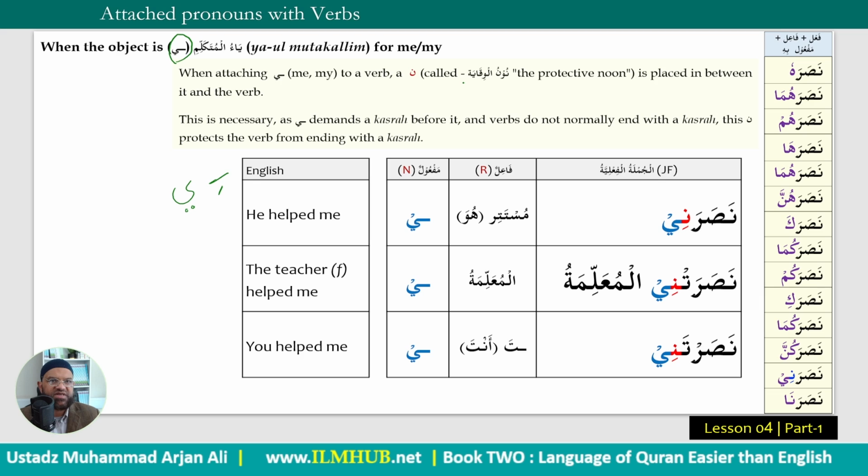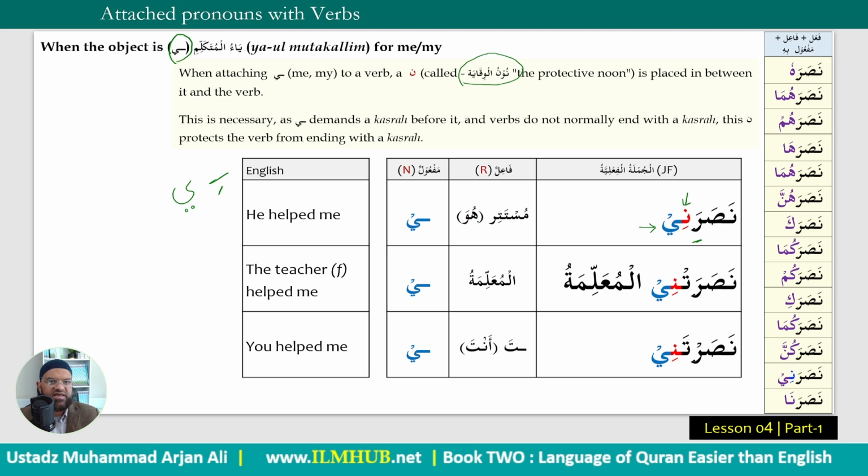A noon of protection, noon al-wiqaya, comes at the end. So this is the noon, and it's that noon that takes the kasra. And therefore we have nasarani. So please, the noon is an addition to help you to attach the ya to the verb. Otherwise, the verb would be forced to take a kasra, and verbs don't like taking a kasra at the end as a general rule. So a kasra is not on a verb as the last letter, the haraka on the last letter. Please note that. So nasarani, okay.